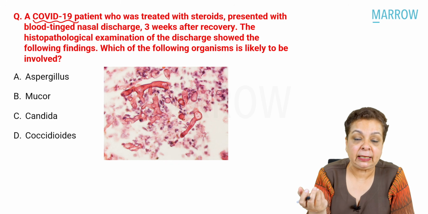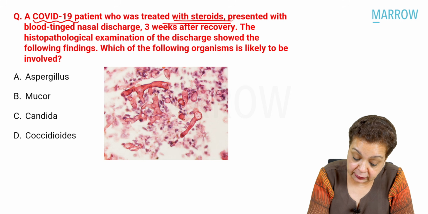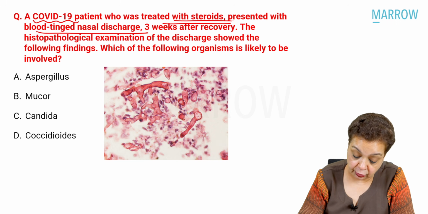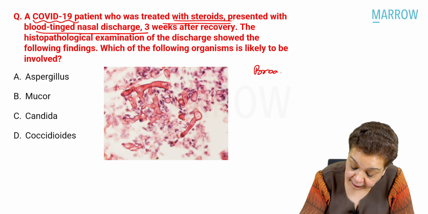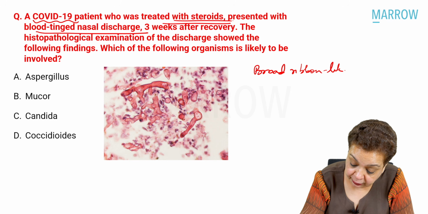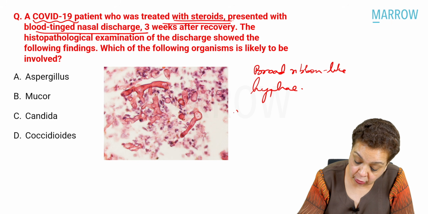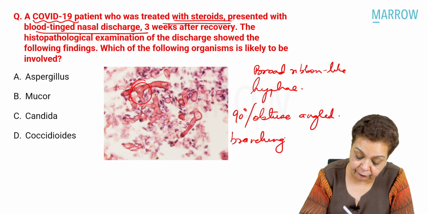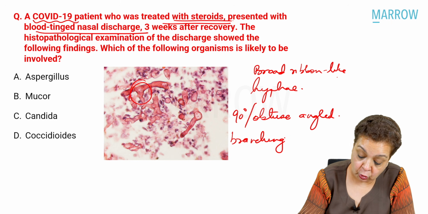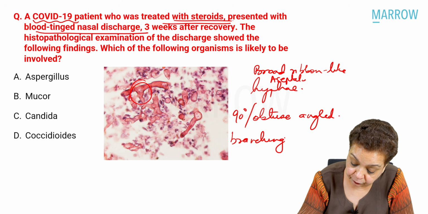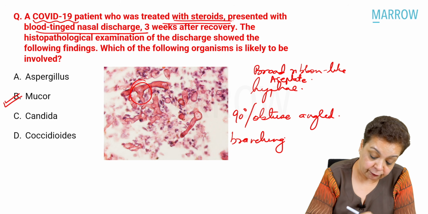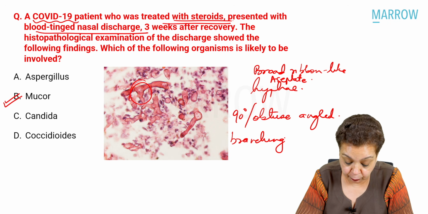The COVID patient who has most likely been treated with high dose of steroids is mentioned here, and has now come with blood-tinged nasal discharge. What are we seeing on microscopy of this discharge? We are seeing broad ribbon-like hyphae, and these are showing 90 degrees or obtuse angled branching. Okay, very well appreciated out here. Aseptate hyphae, broad ribbon-like aseptate hyphae. Okay, so diagnosis here is mucormycosis, and amongst the options, the member of mucorales is mucor.